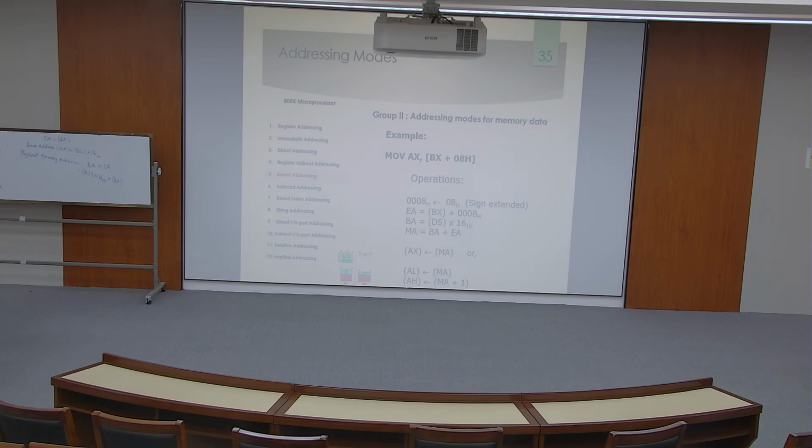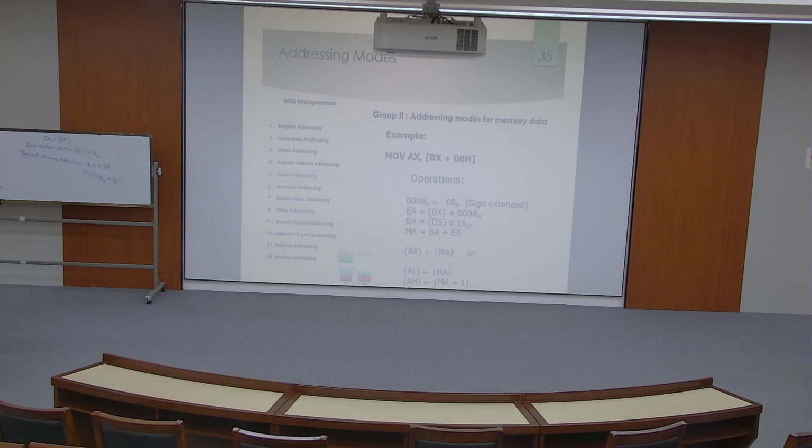Here we have the example, but in this case you see we have the content which is specified, the memory location of the base register with a displacement of a signed 8-bit data. So we need first to have a sign extension of this 8-bit data. We have then to calculate the effective address, which is given by the content in the base register plus the sign extended 8-bit data.